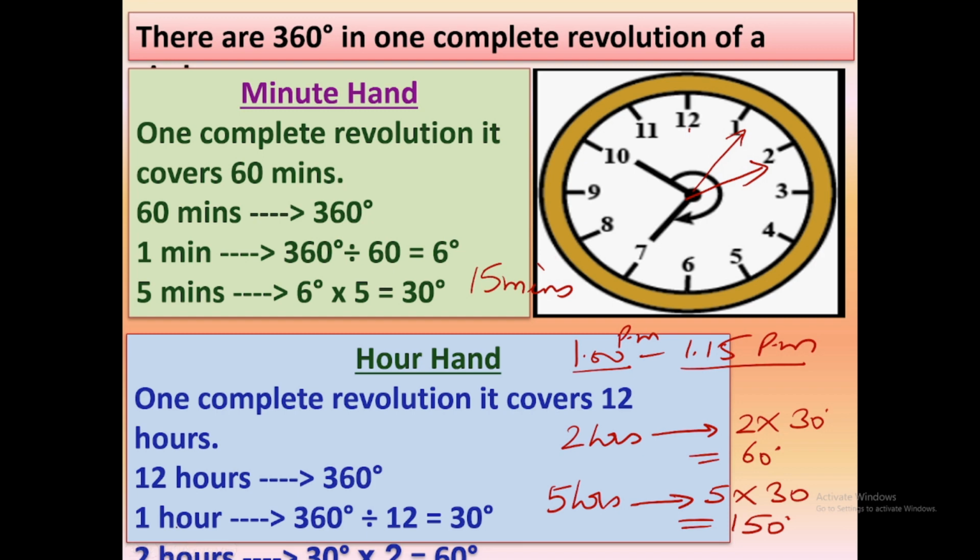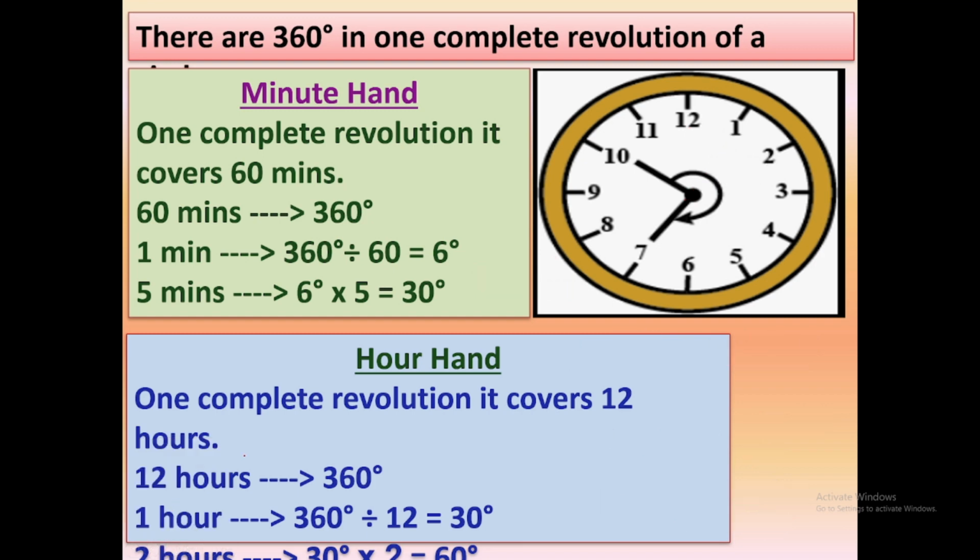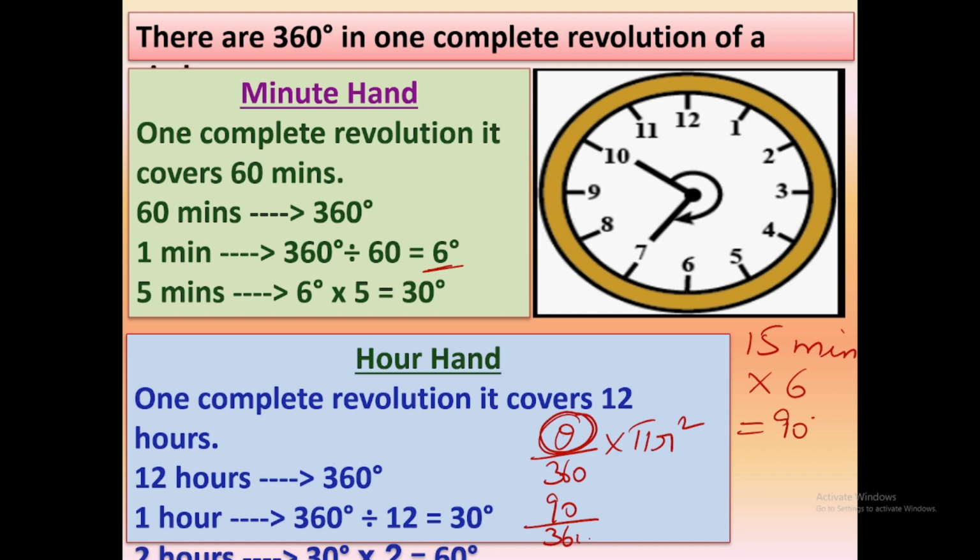तो आपको एरिया ऑफ सेक्टर फाइंड करने के लिए क्या चाहिए? थीटा. आप सबको फॉर्मूला मालूम है, एरिया ऑफ सेक्टर इज थीटा अपॉन 360 इंटू पाई आर स्क्वायर. सो अब मिनट हैंड ने कितना एरिया स्वेप्ट किया पता लगाने के लिए आपको थीटा चाहिए. वो थीटा के लिए आपको ये चाहिए कि मिनट हैंड ने कितने मिनट्स मूव किया, तो वो है 15 मिनट्स. तो 15 मिनट्स में मिनट हैंड ने कितना डिग्री कवर किया? 90 डिग्री. तो यहाँ थीटा की जगह आप क्या लिखेंगे? 90 अपॉन 360 इंटू पाई आर स्क्वायर.